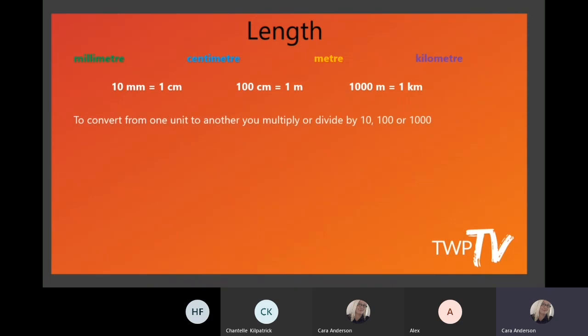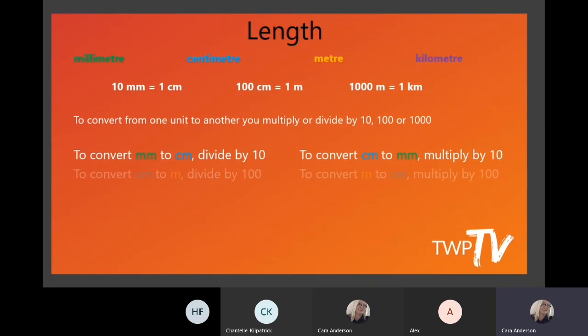Okay, so to convert from one unit to another, you need to multiply or divide by 10, 100, or 1,000. And even if you're not sure whether you need to multiply or divide, if you go back to those visualizations, you should be able to work it out logically. And as long as you know which ones are smaller and which ones are bigger, you should be able to work it out logically. Okay, so to convert millimeters to centimeters, you divide by 10. If you convert centimeters to millimeters, you multiply by 10. So it's just figuring out what way you're going.